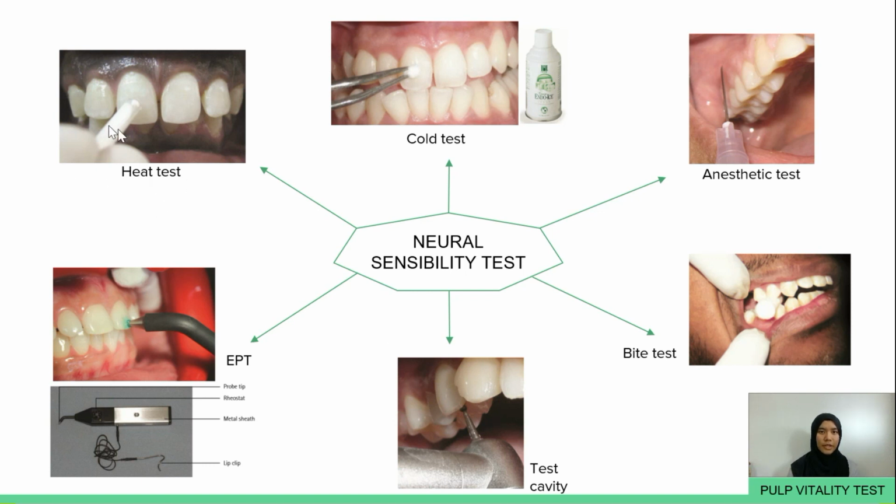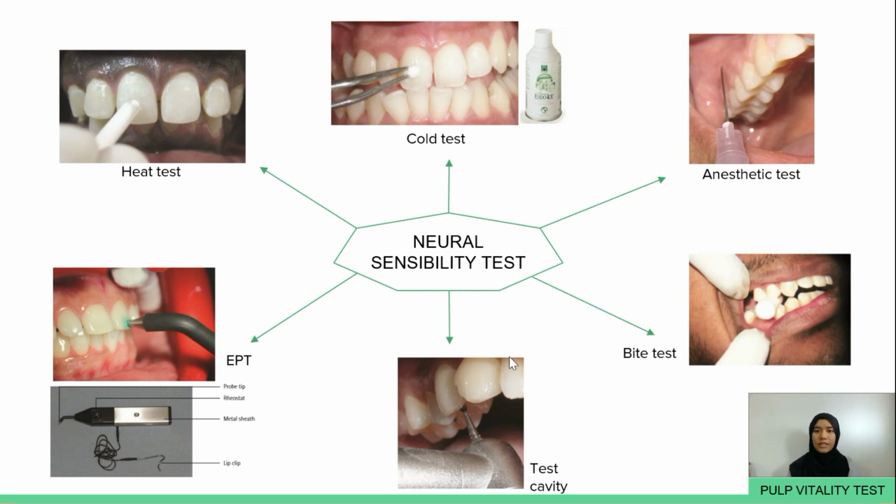For neural sensibility tests, we have the heat test here. It is done by applying a heated gutta-percha stick to the tooth surface. For the cold test, it is done by applying a cotton pellet soaked in endo ice onto the tooth. For the anesthetic test, it is done by anesthetizing a single tooth at a time until the pain disappears. For the bite test, it is done by asking the patient to bite on a hard object such as a cotton swab, toothpick, or orange wood stick. This test is done if the patient complains of pain on mastication, hence it helps to identify a cracked or fractured tooth.